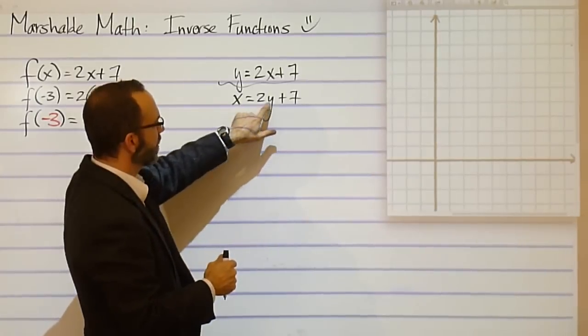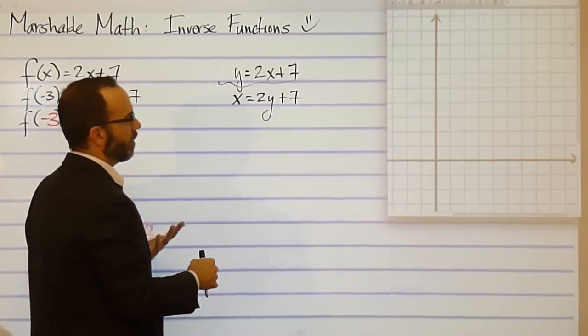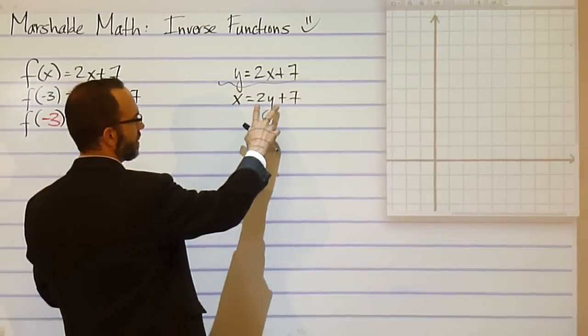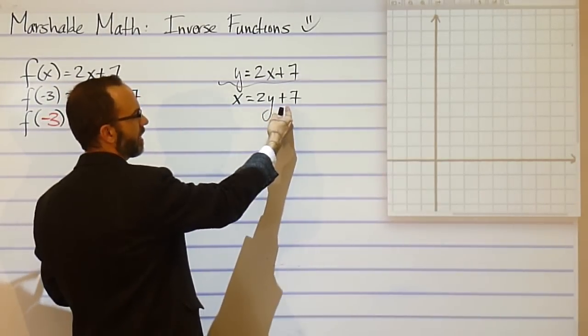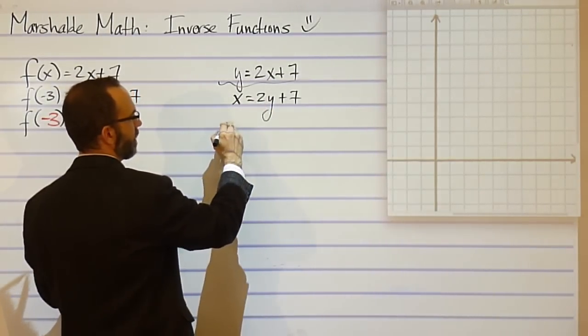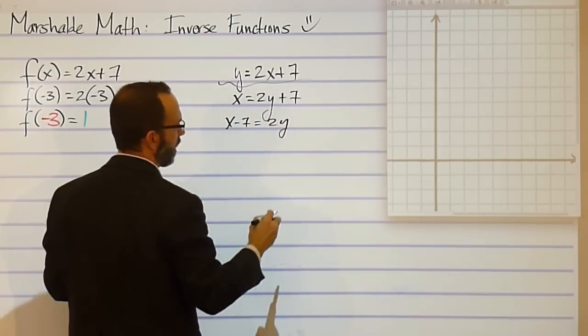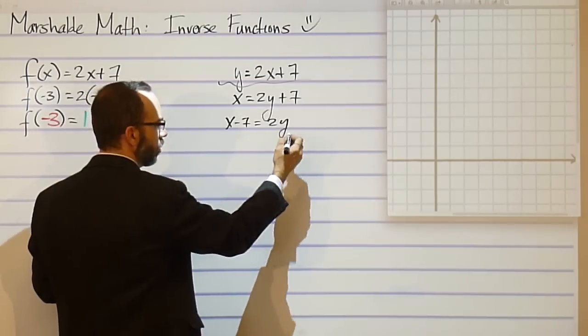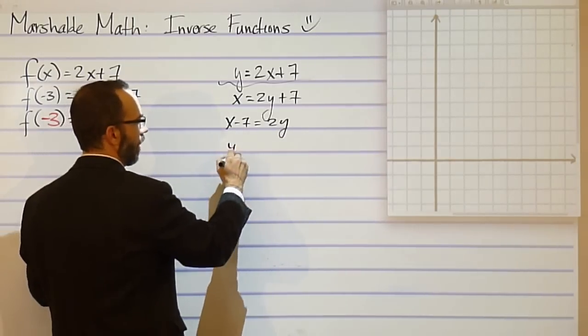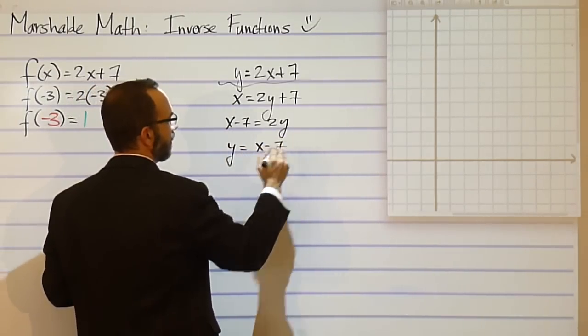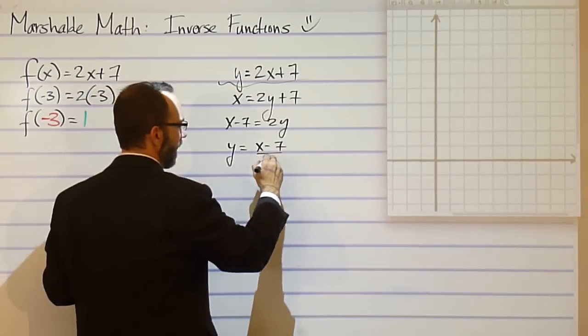Now if I can solve this equation for y, I would then have what I want. So how would I solve this equation for y? Well, I would subtract 7 from both sides. So the next line down becomes x minus 7 is equal to 2y. And then I would divide both sides by 2. And so I would get this in the end. I would get y is equal to x minus 7, all of it divided by 2.